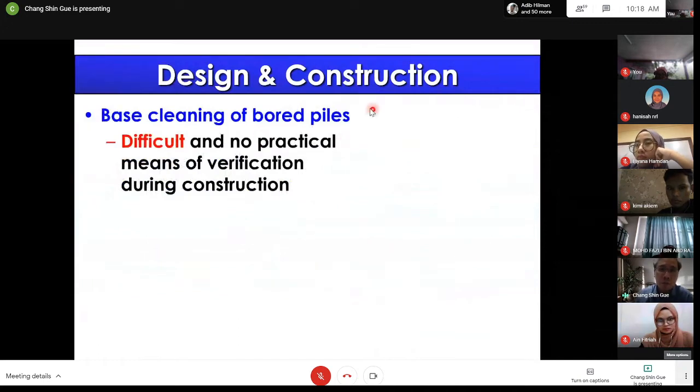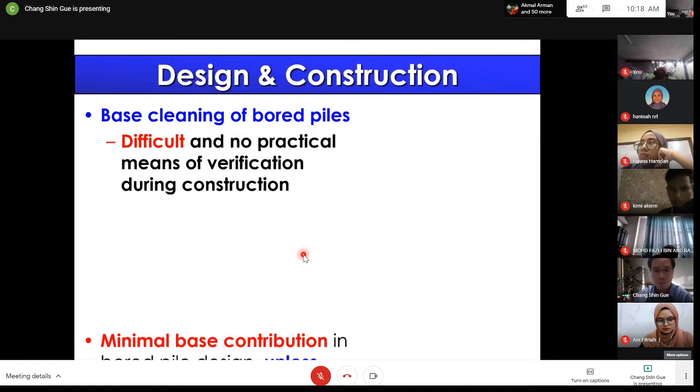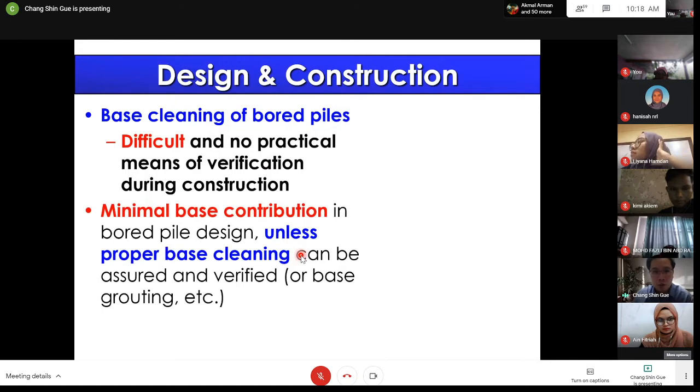So base cleaning of piles is actually difficult, or basically there's no practical means of verification during construction. So that's why in design, you have to use a minimal base contribution unless there is proper base cleaning, such as grouting of the base.